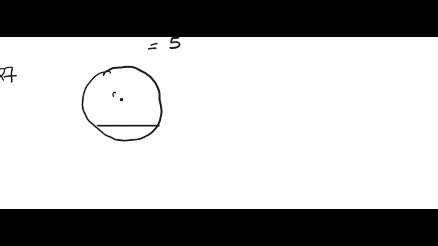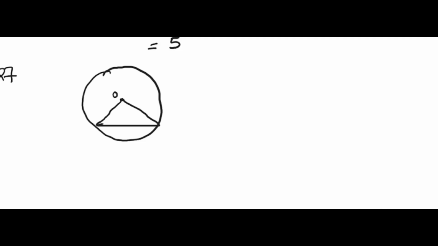Number 27. The question says a chord of a circle of radius. So you have your circle. Remember that a chord is any line that passes from a point on the circumference to another point on the circumference. For you to talk about a radius, there should be a center of the circle, because a radius runs from the center to any point on the circumference.